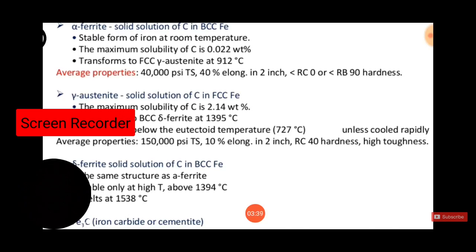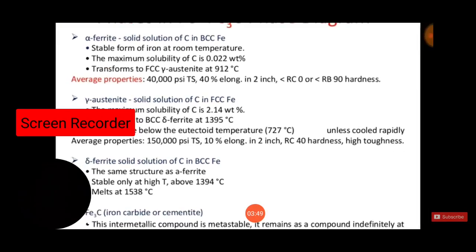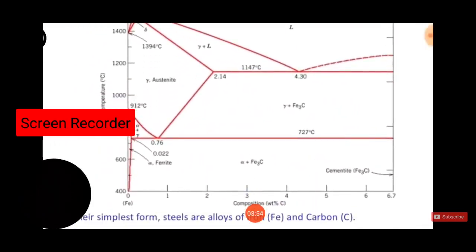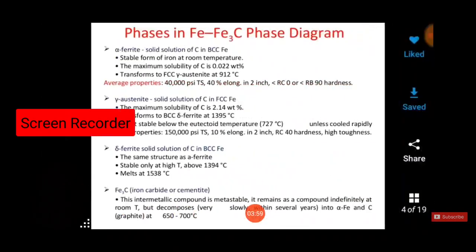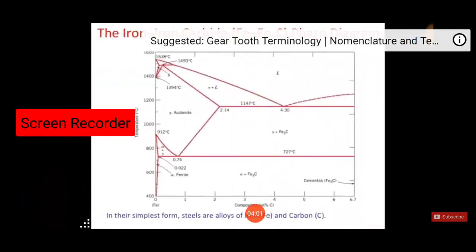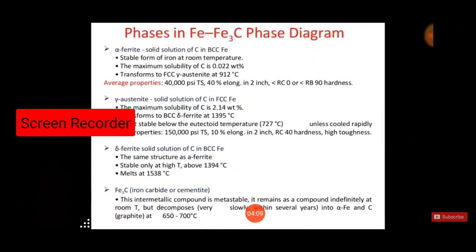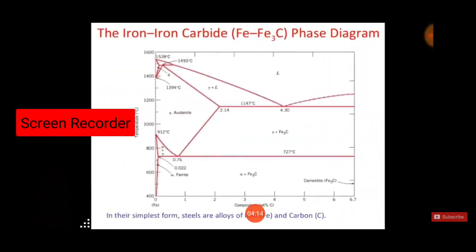And then comes gamma austenite, solid solution of carbon in FCC iron. The maximum solubility of carbon is 2.14 weight percentage. When we add 2.14 percentage of carbon and heat to a temperature of 1395 degrees Celsius, we can transform the gamma austenite to BCC structure delta ferrite, as we see in this diagram.